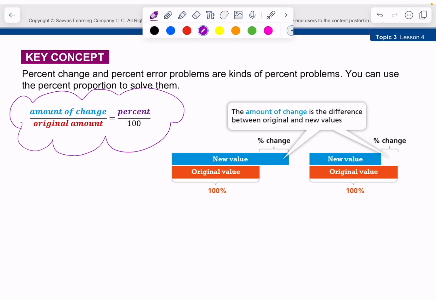Percent error, same idea. You're going to have the difference in your amounts over the actual amount. And then that's going to be equal to your percent over 100.